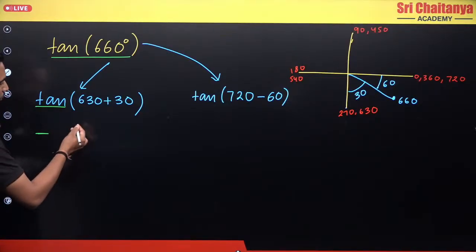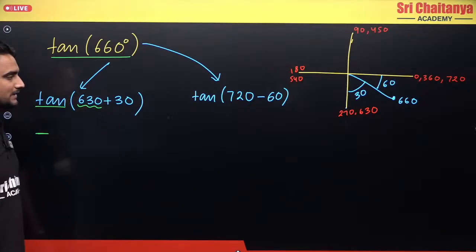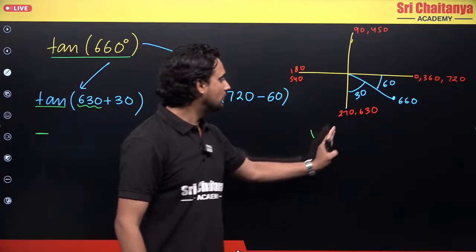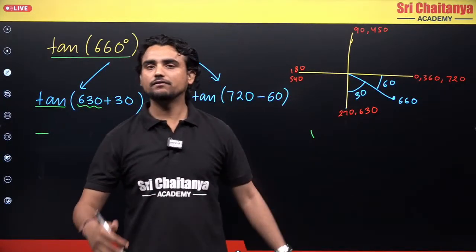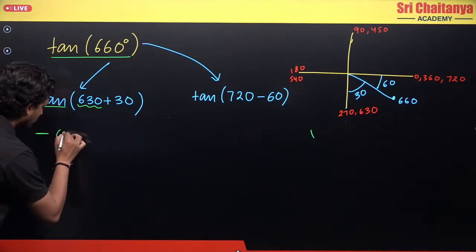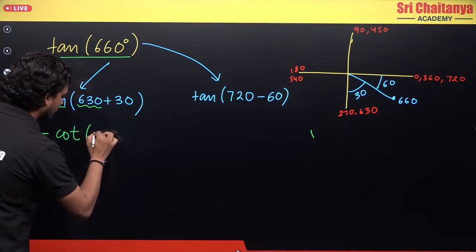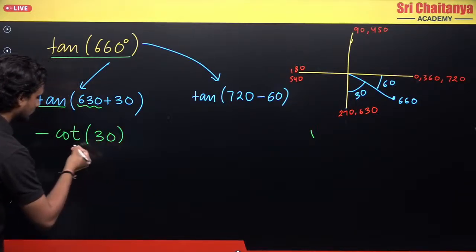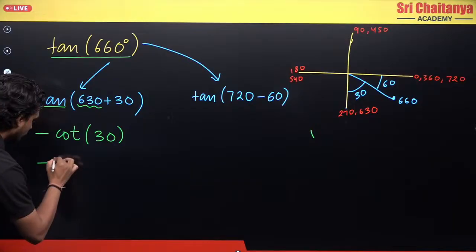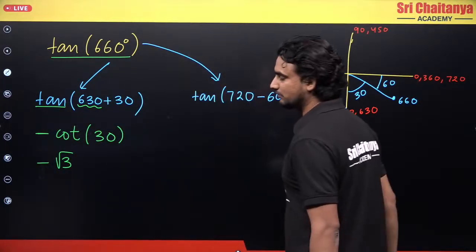Then we'll look at this angle. What is this? 630. 630 is a vertical angle, right? And whenever we have a vertical angle, we write the complementary of it. So tan will become cot, right? And you write 30 as it is. So what is the value of cot 30? Cot 30 is root 3. Let's find using this method.